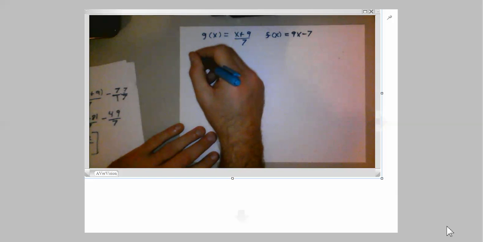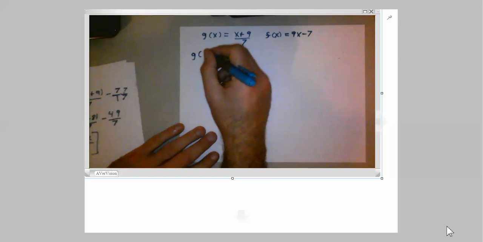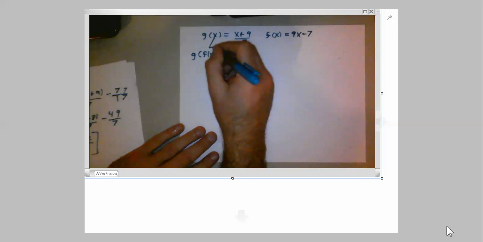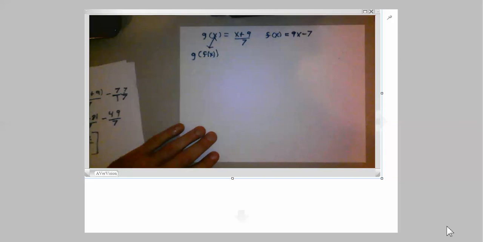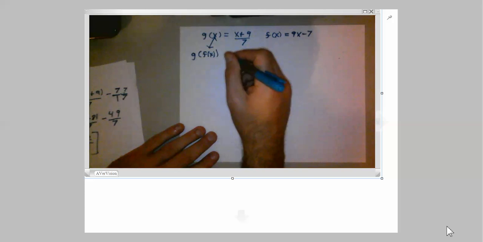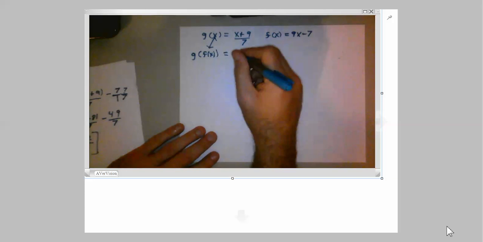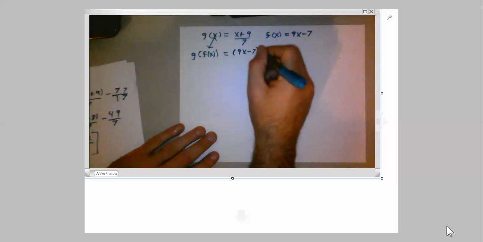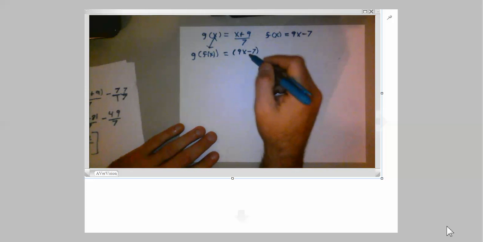Now, g composed with f of x is going to be the other way around. Anywhere I see an x, I'm going to replace it by f of x. Well, f of x is 9x minus 7. So instead of x plus 9, I'm going to write 9x minus 7. So instead of x, I'm going to put 9x minus 7.